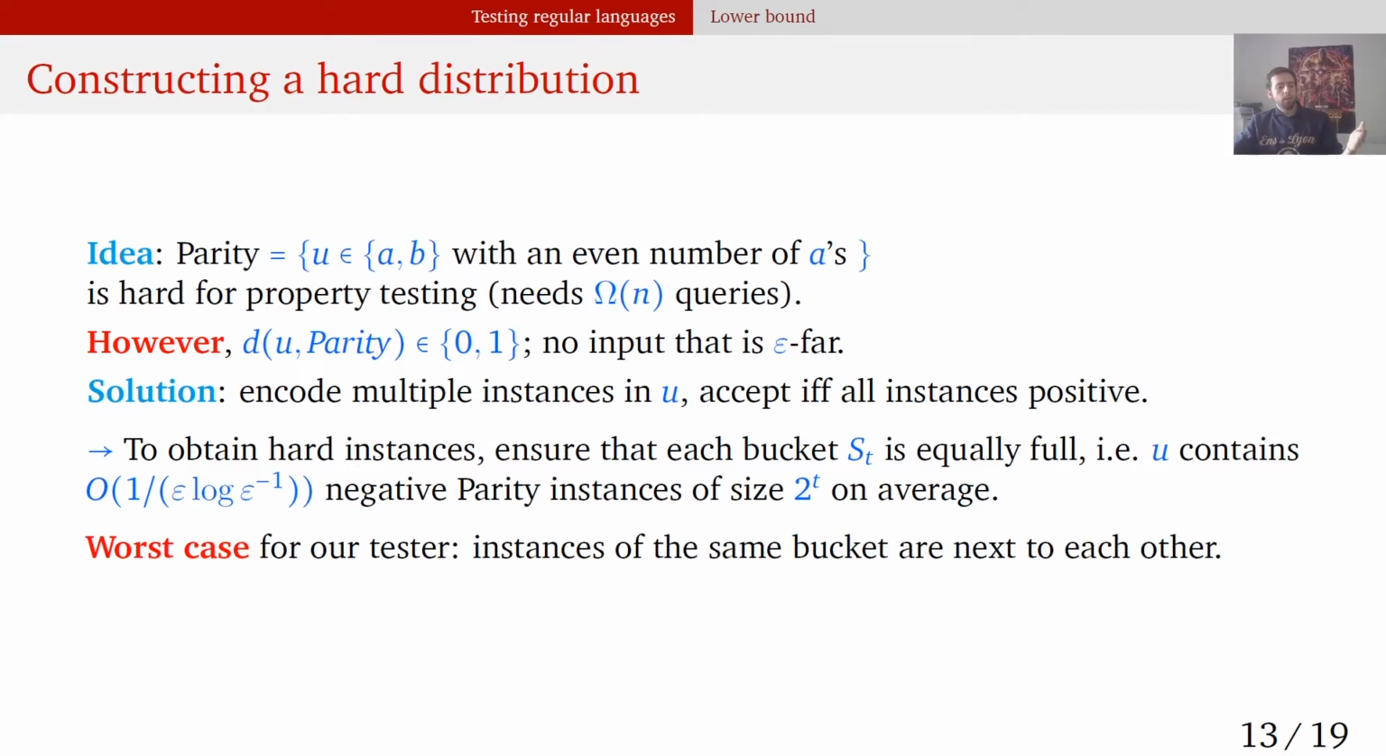Also, if you remember what I mentioned before about this word W that slides over the blocking factors, the worst case is when all the blocking factors of the same bucket are next to each other. So we just build a distribution that corresponds to this, and it turns out, after a bit of computation, that it is indeed hard for any property tester that makes less than the number of queries that we showed. And that's how we get our lower bound.